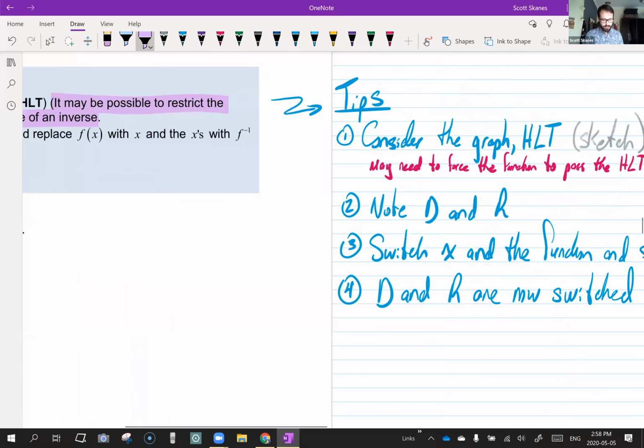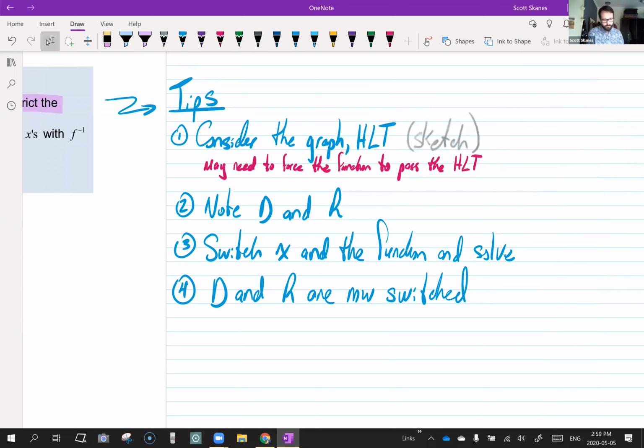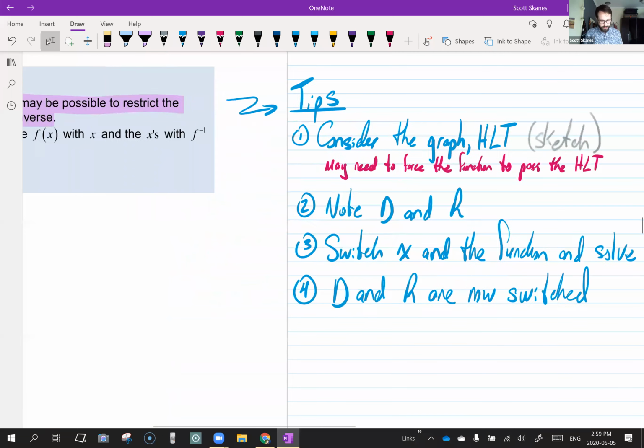Before we start, let me just show you, I've got these tips here, which you can look at later. This is how I like to follow the steps. First thing, think about the graph. Does it pass the horizontal line test or not? If it doesn't, then we're kind of wasting our time. So do that first. You can just sketch it. Second thing is to note the domain and range. Think about if there's any problems with it. Third thing is switch x with the function and resolve it for the function. And then in the end, your domain and range are switched. I could talk about this all day, but I'm going to go right to an example, and then I'll come back to this if I need to. So let's do an example.